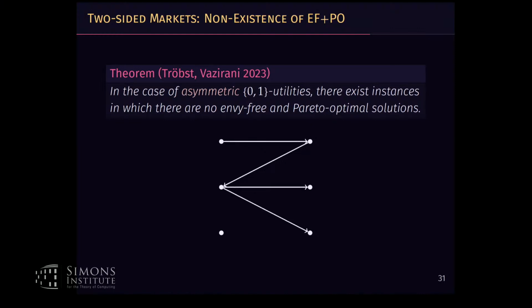And the same goes if you go to asymmetric 0, 1 utilities. Here, this agent has utility 1 for this agent, but this agent has utility 0 for this agent. Same thing there. There are no envy-free and Pareto optimal solutions. So if you're looking for a pricing-based mechanism that has the same properties as HZ, where the prices are independent of the agents and non-negative and so on, then they would imply these properties, and so you cannot find it.